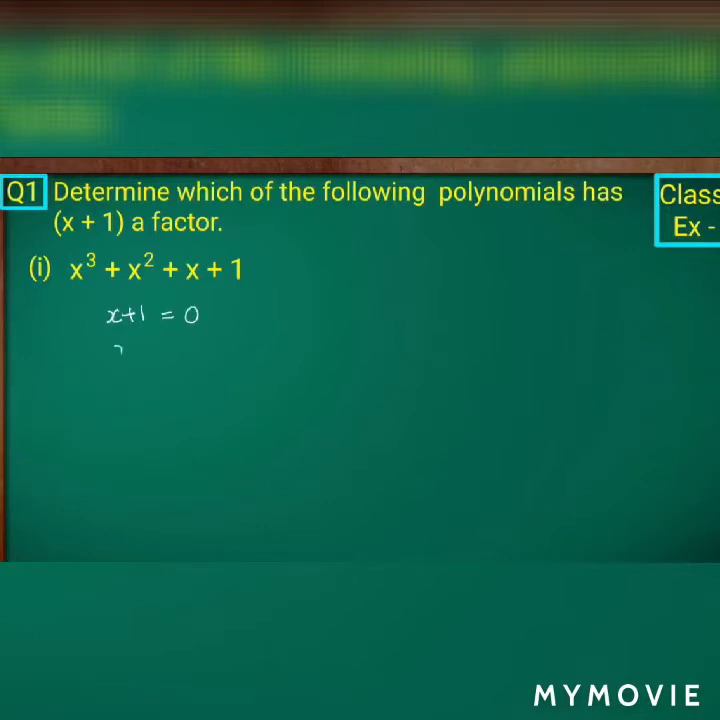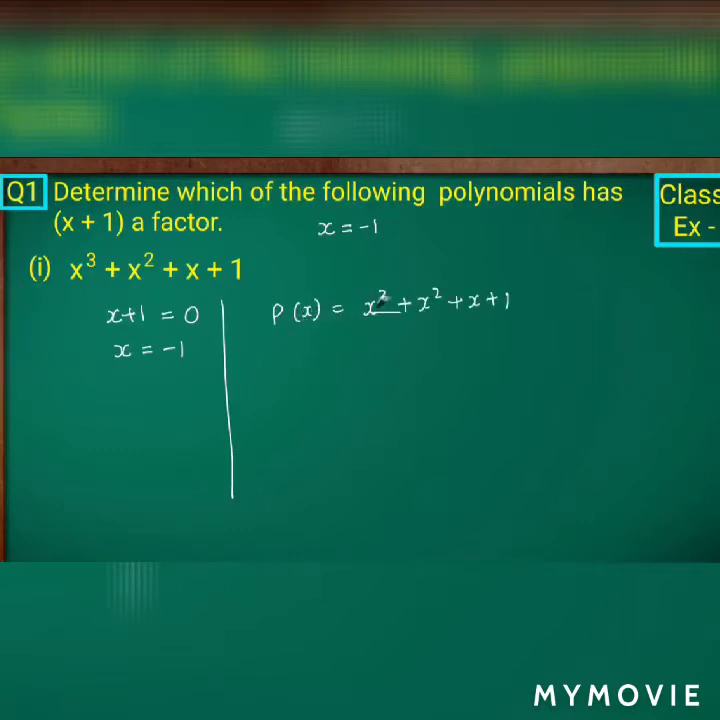We'll just check here. So I'm just taking x plus 1 equals 0. So what is the value of x we will get? x will be equal to minus 1. Now that minus 1 should be substituted in p of x. So I'm just taking the polynomial p of x, which is equal to x cube plus x square plus x plus 1.